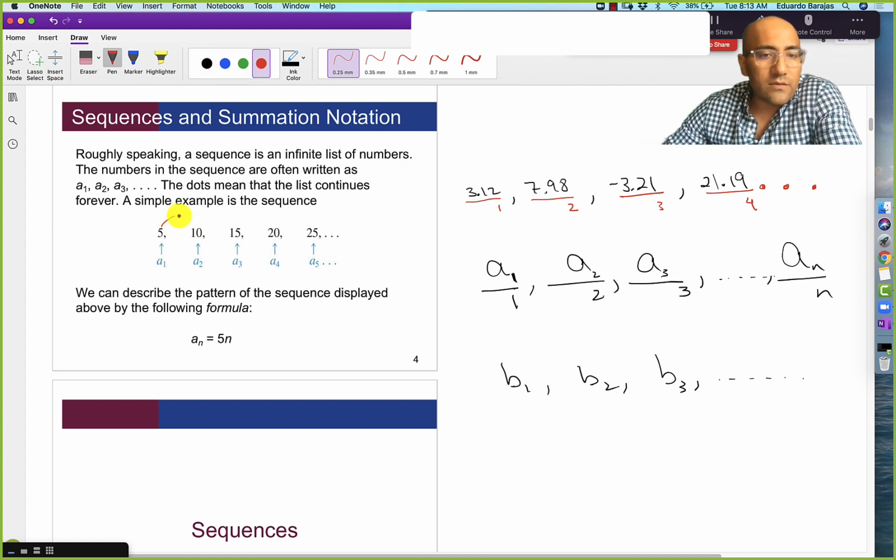So in this case, we were going from 5 to 10, 10 to 15, 15 to 20, right? So it looks like we were adding 5 every time. That's one way to look at it. Add 5 every time to get to the next one. Okay, that's one way to look at the pattern.